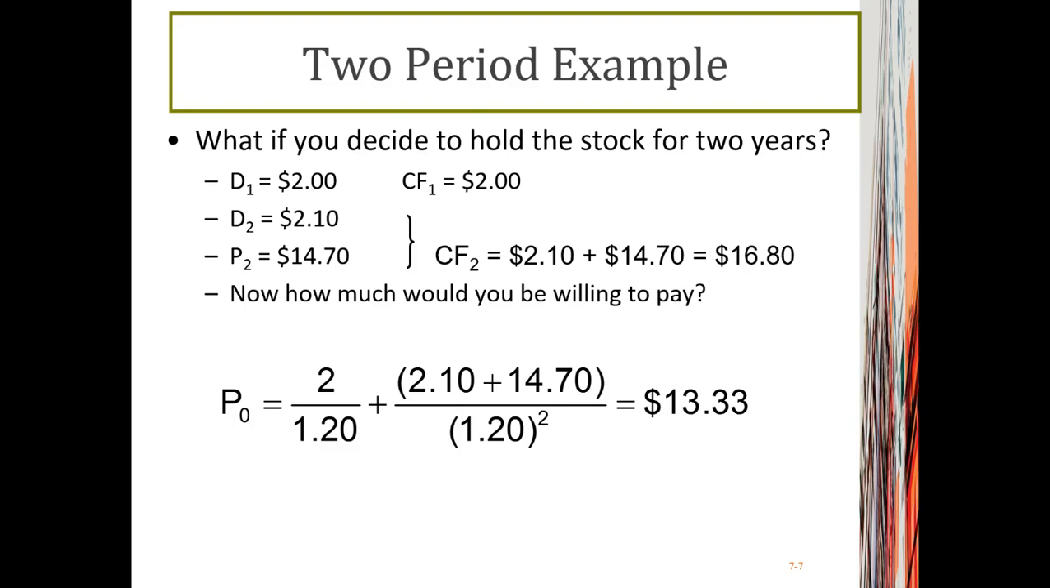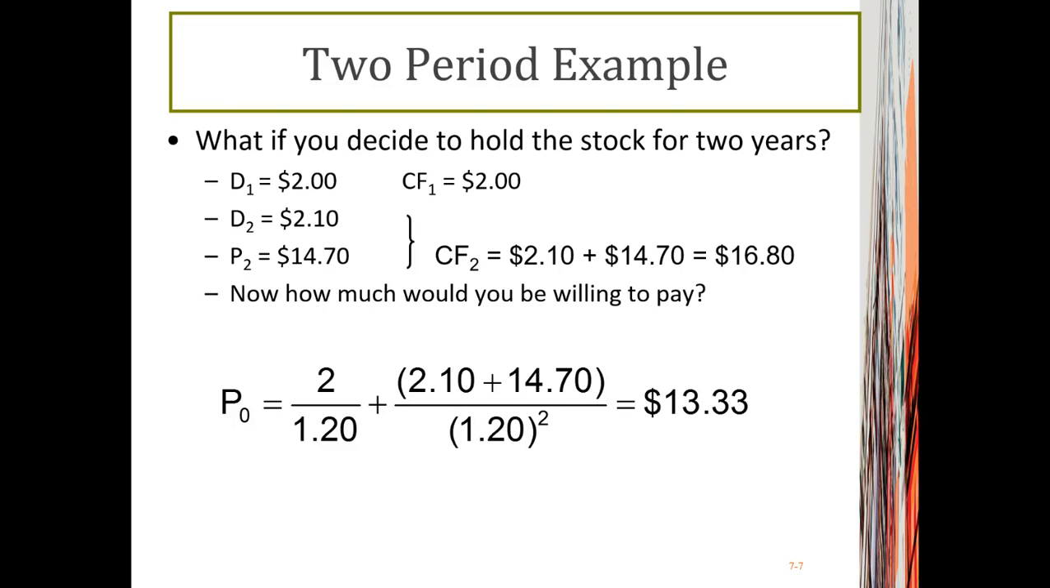And then you have 2 time periods. The first cash flow, which occurs in the first year, is $2. And during the second year, you will receive 2 cash flows. One is the dividend, the other one is the future stock price, which is $2.10 and $14.70. That will give you $16.80 cash flow during the second year.